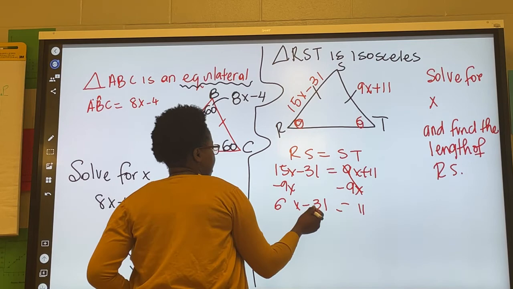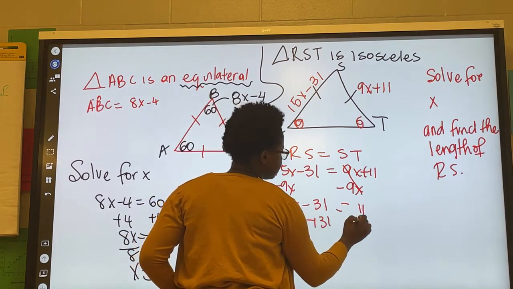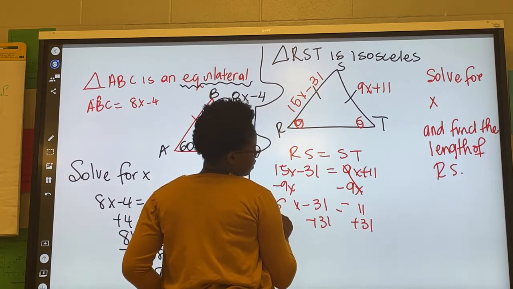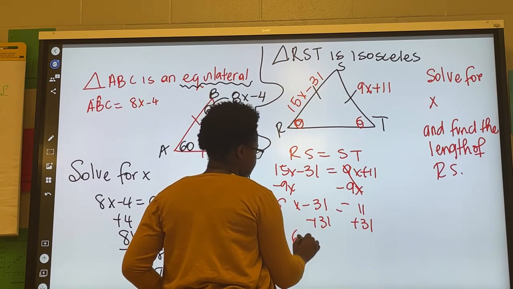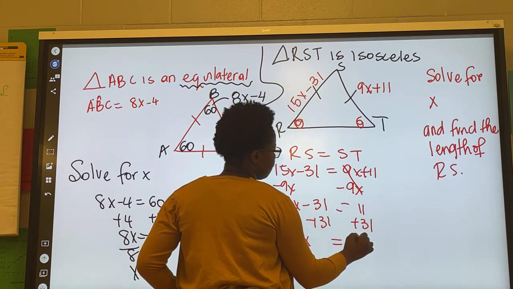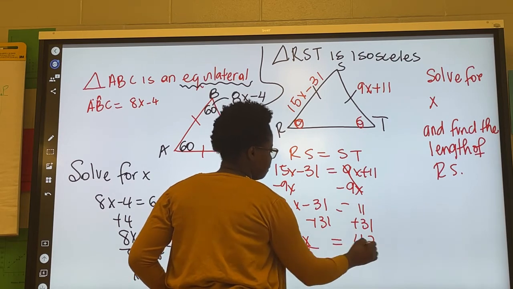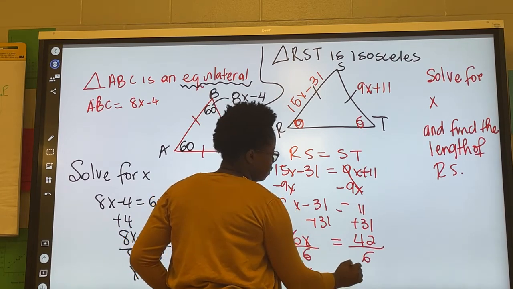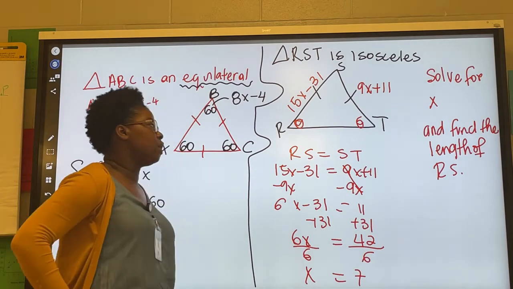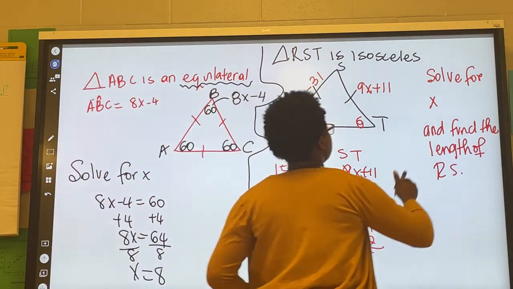We need to find the value of x. We're going to add 31 to both sides. That should give us 42. So 6x is equal to 42, divided by 6, divided by 6. X is equal to 7. X is equal to 7, so that's our answer right here.